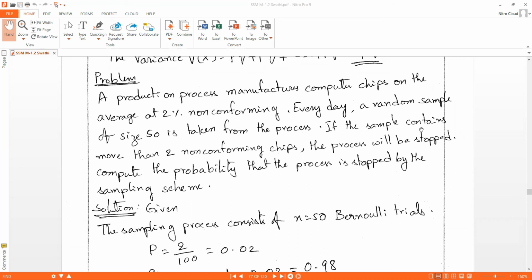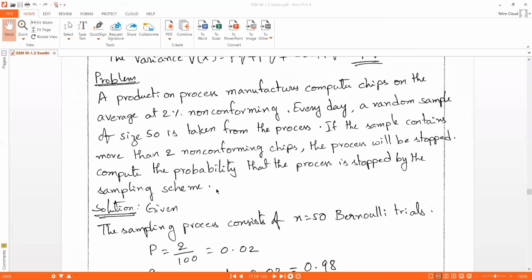If the sample contains more than two non-conforming chips, the process will be stopped. Compute the probability that the process is stopped by sampling.